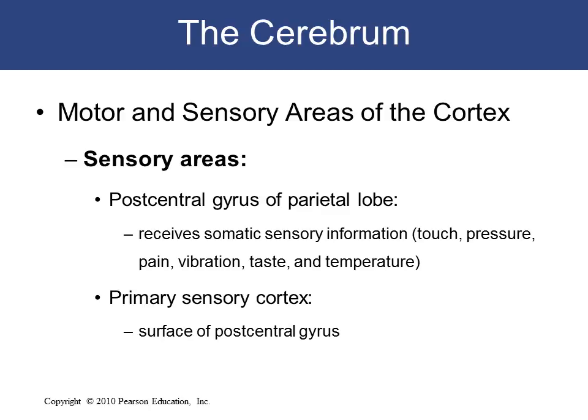Some of the areas that you can find on the cerebral cortex are the sensory areas. We have the postcentral gyrus of the parietal lobe that receives somatic sensory information for touch, pressure, pain, vibration, taste, and temperature. We have the primary sensory cortex also on the surface of the postcentral gyrus.